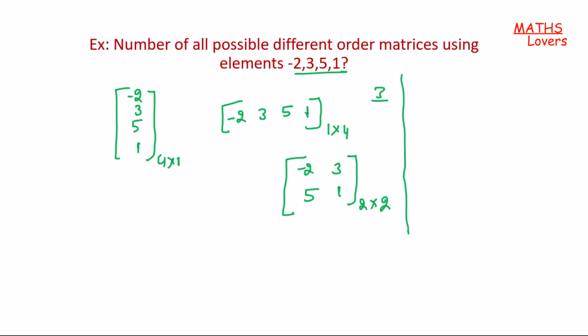If we don't want to draw all the matrices, we can solve it like this also. As the number of elements is 4, let's factorize 4. So we'll get 1 cross 2 cross 2. All possible orders are 1 cross 4, 4 cross 1 and 2 cross 2. Any other combination is not possible. So we can directly say that there are 3 different order matrices possible with 4 elements. Let's proceed to the next example.